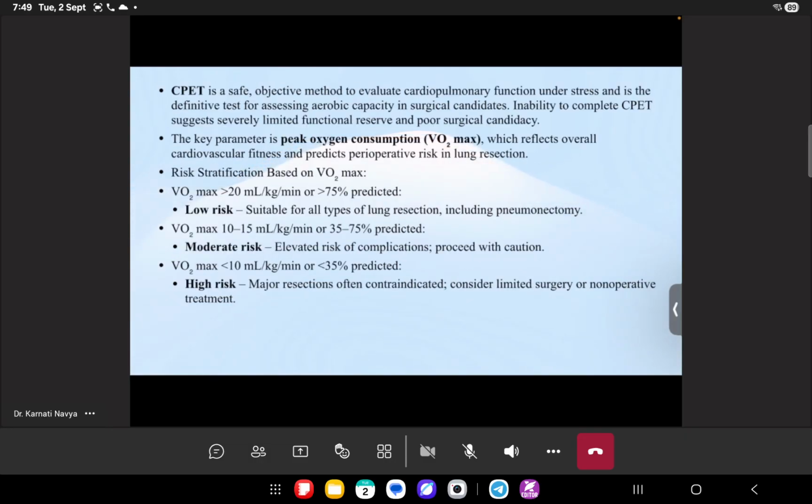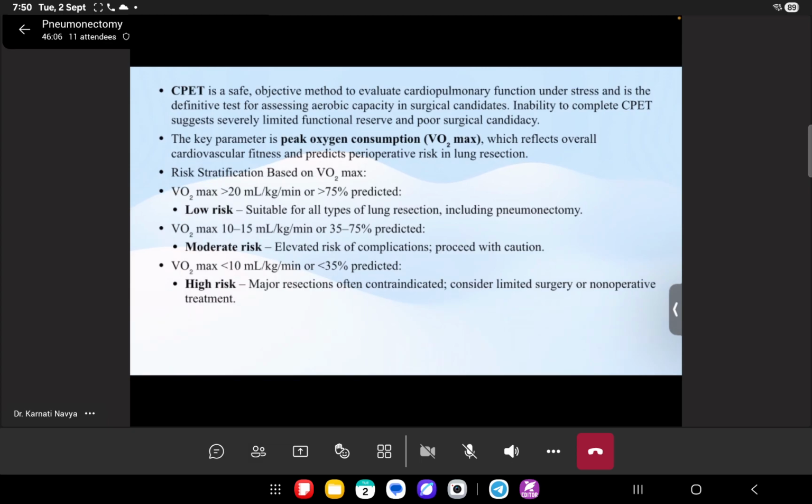Cardiopulmonary exercise testing is a safe, objective method to evaluate cardiopulmonary function under stress and is the definitive test for assessing aerobic capacity in surgical candidates. Inability to complete this test suggests severely limited functional reserve and poor surgical candidacy.